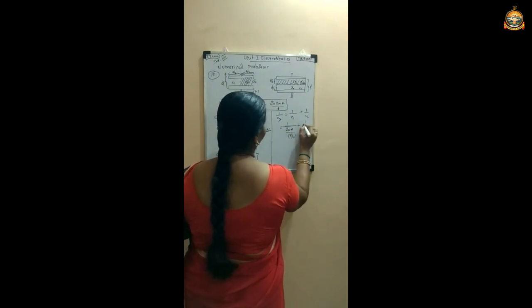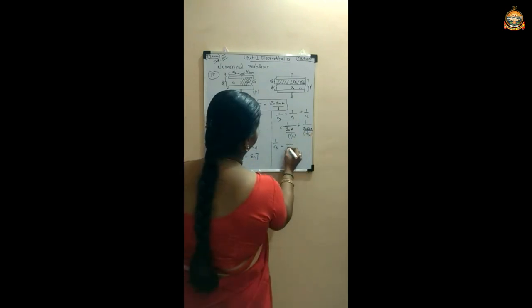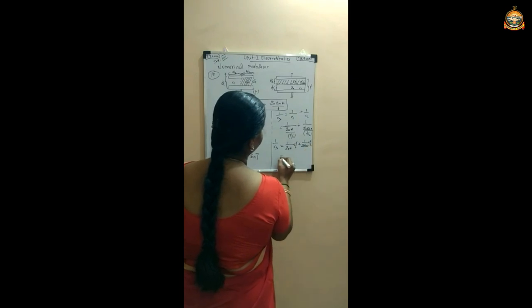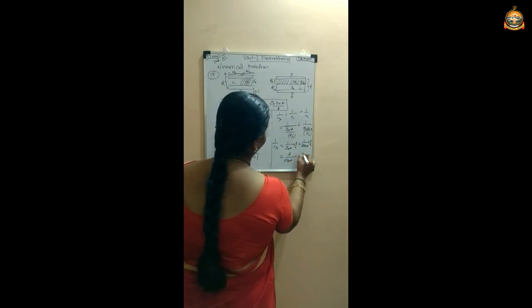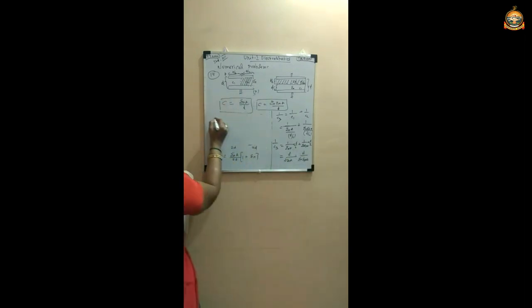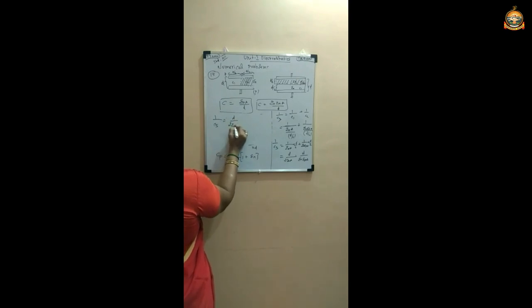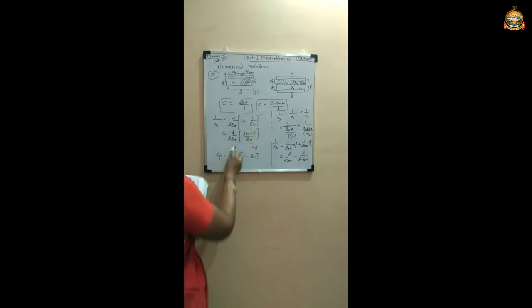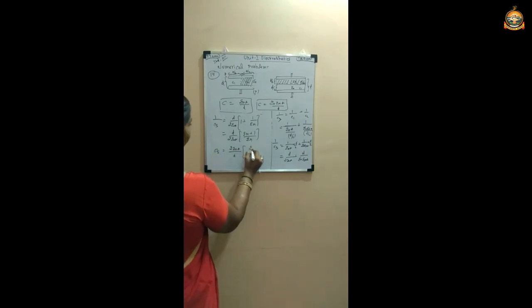Plus 1 by C2. C2 is the dielectric filled capacitor. What is the formula? Epsilon naught epsilon r A divided by D by 2. So this is 1 by epsilon naught A into D by 2 plus 1 by epsilon naught epsilon r A into D by 2. That is equal to D divided by 2 epsilon naught A plus D divided by 2 epsilon naught epsilon r A. So therefore, 1 by Cs equals D divided by 2 epsilon naught A, taking common, 1 plus 1 by epsilon r. So that is equal to D divided by 2 epsilon naught A, times epsilon r plus 1 divided by epsilon r. Therefore, Cs equals 2 epsilon naught epsilon r A divided by D into epsilon r divided by 1 plus epsilon r. That's all. This is the answer.